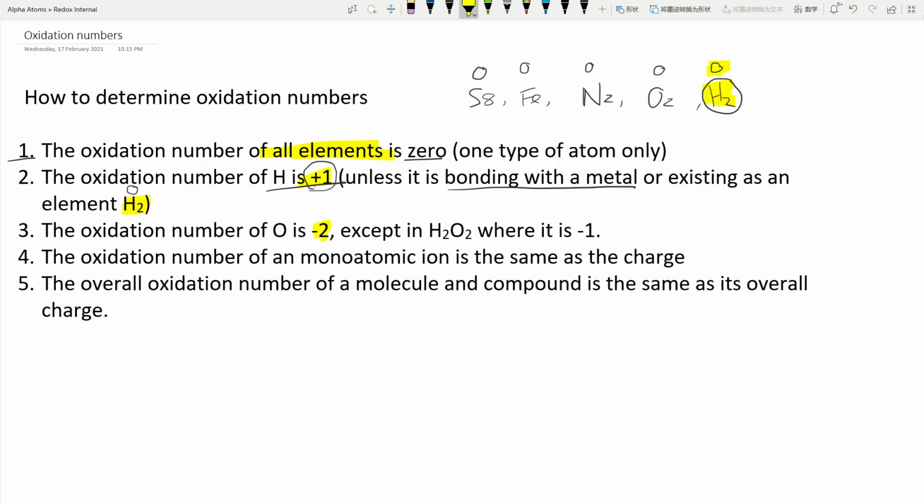Unless you're bonding it in O2, because it's an element, the oxidation number is 0. But in any other cases, oxygen is -2, except in H2O2, that's when it's -1. Okay, so let me put that into some practice.